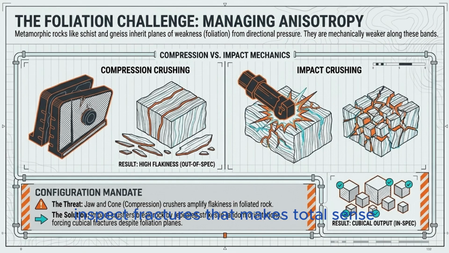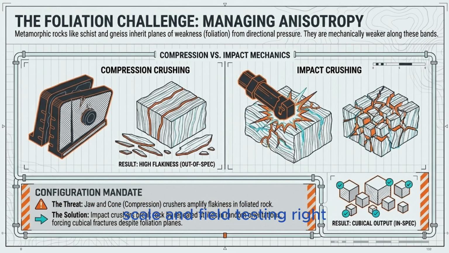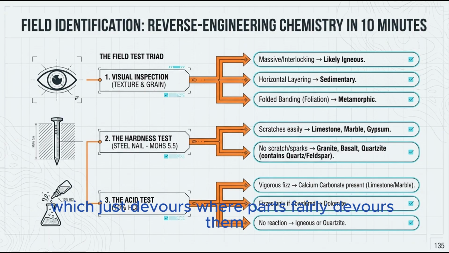That makes total sense. So moving to the next slide, we operationalize this data with the wear part threat scale and field testing. Right, so you have the scale. Low threat is your limestone or gypsum, where standard steel lasts for months. But extreme threat is something like quartzite. Which just devours wear parts. Totally devours them. You need heavily profiled specialized parts for that.